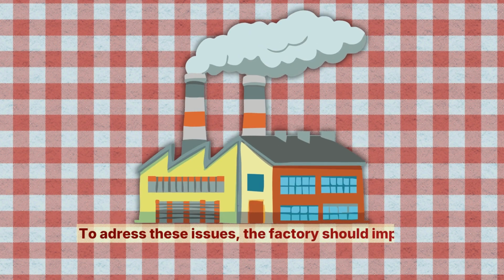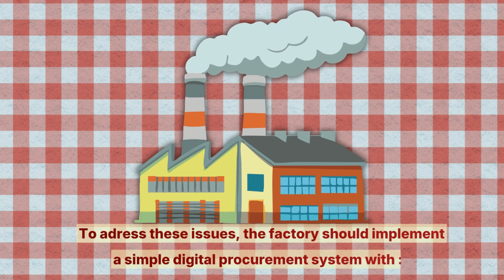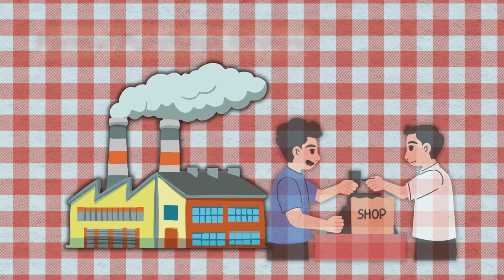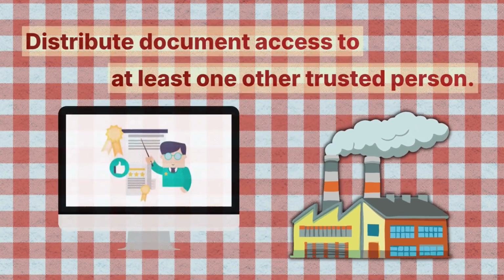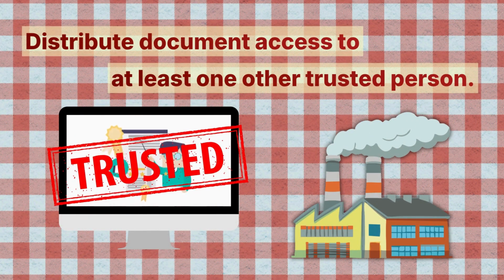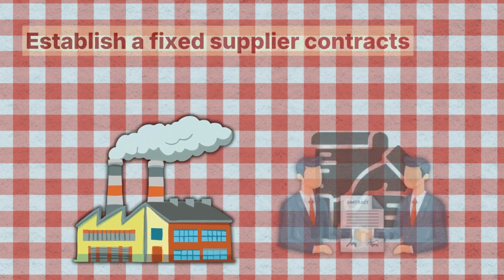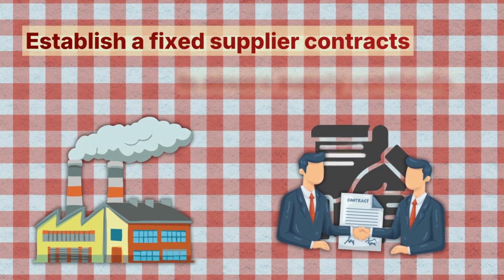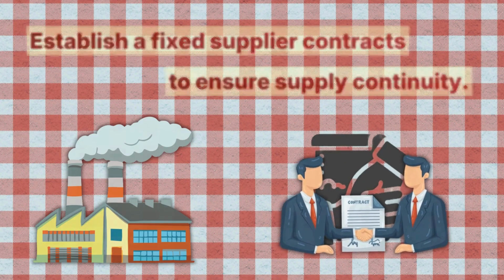To address these issues, the factory should implement a simple digital procurement system with formal purchase orders, distribute document access to at least one other trusted person, and establish a fixed supplier contract to ensure supply continuity.